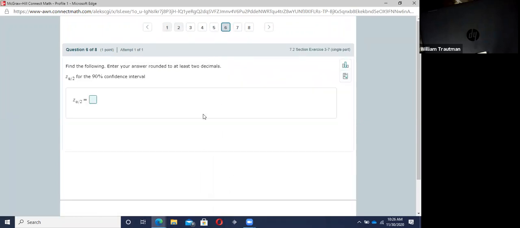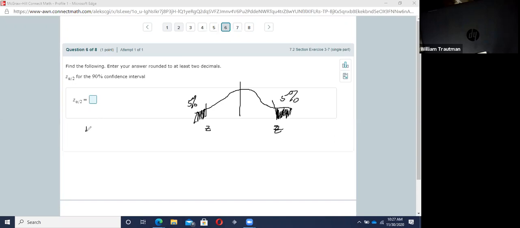Find Z alpha over 2 for 90%. Now remember, 90% means Z alpha over 2 has both ends shaded in, and we need to find the Z value, and we're only going to write down the positive one. It's the same Z value on both sides, except one's positive, one's negative. For 90%, we have to do 5% here and 5% here, right? That's 90% confident, 5% on each side.